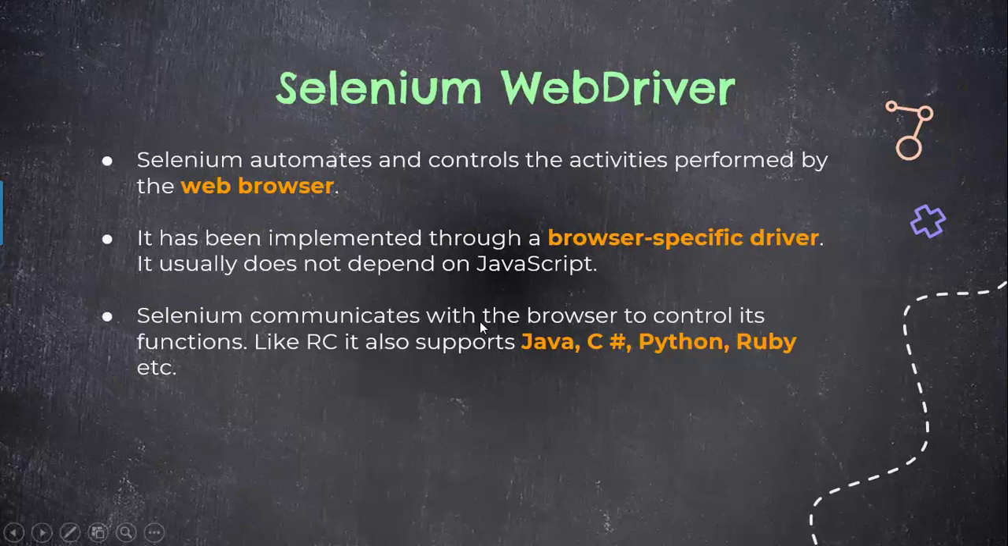Okay, Selenium communicates with the browser to control it. How Selenium works with the browser, I told you, right, like RC. Suppose if you write the script with Java, with JavaScript we can control. With C# we can control. Okay, we can play with the browser. Okay, Python we can control, and Ruby.